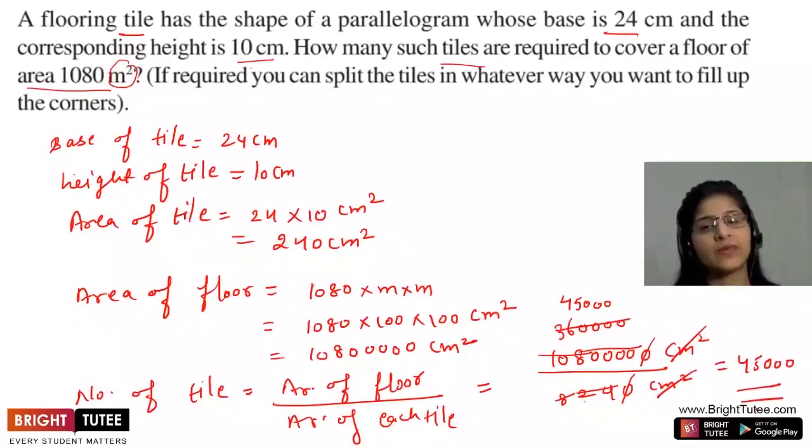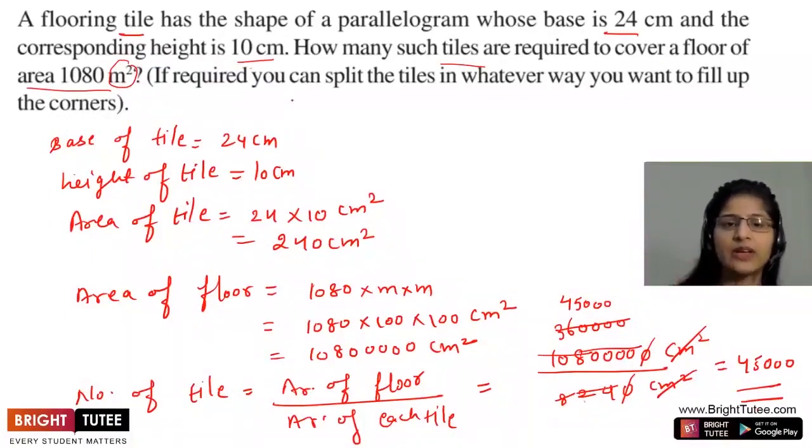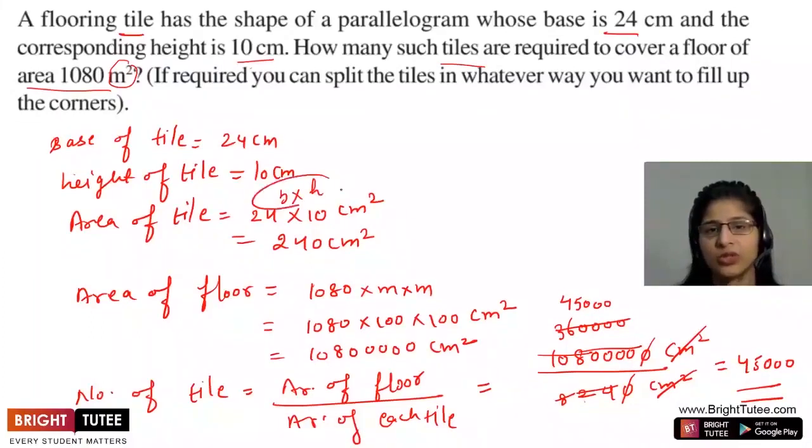And number of tiles will not have any unit. Many of the students write it, just the units got cancelled. So number of tiles will just be 45,000. So 45,000 tiles can cover this area, right? If the tile's dimensions are 24 as the base and 10 centimeter as the height. So whenever you find, like I have written directly, you always have to write the formula also. You are awarded marks for formulas in the exam. Okay, so understood this one.